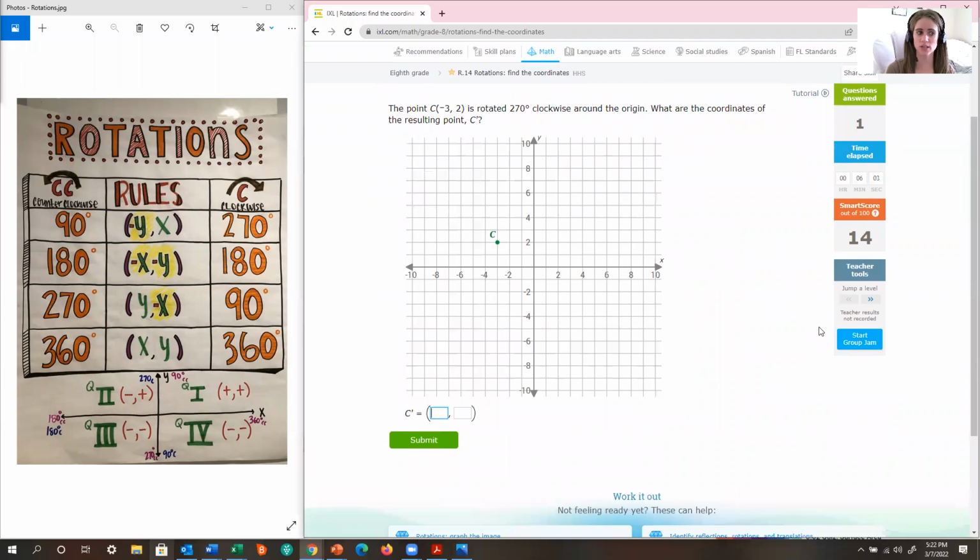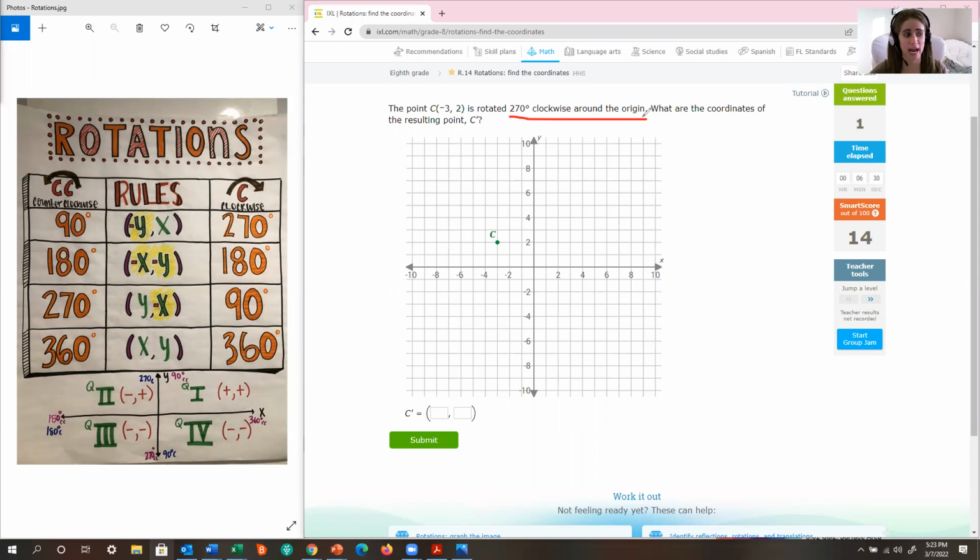All right, let's try our next one here. Point C, which is located at -3,2, is rotated 270 degrees counterclockwise about the origin. Oh, sorry, I think I read that wrong. I am just all tongue-tied today. Sorry, guys. Let's start that from scratch. Point C, which is at -3,2, is rotated 270 degrees clockwise about the origin.